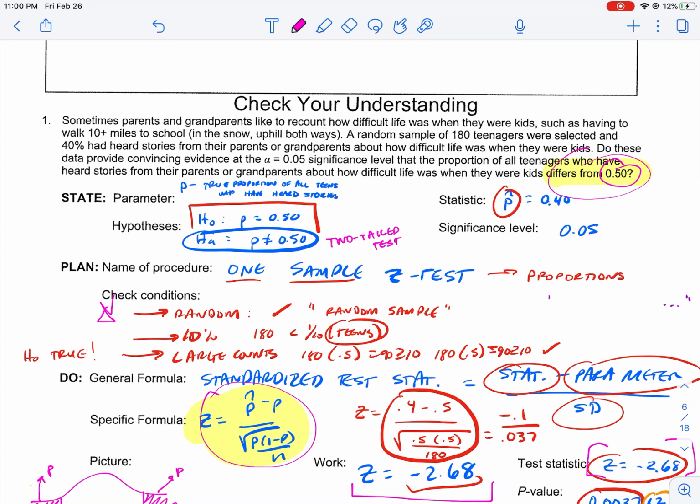So this differs from prompt really indicates that we're doing that two-tailed test. So keep an eye on that verbiage when you get a prompt on the AP exam.